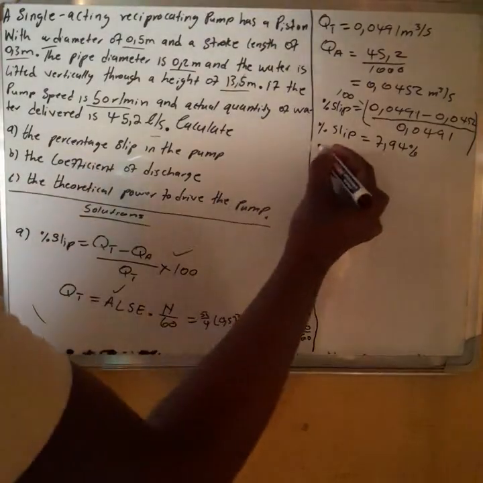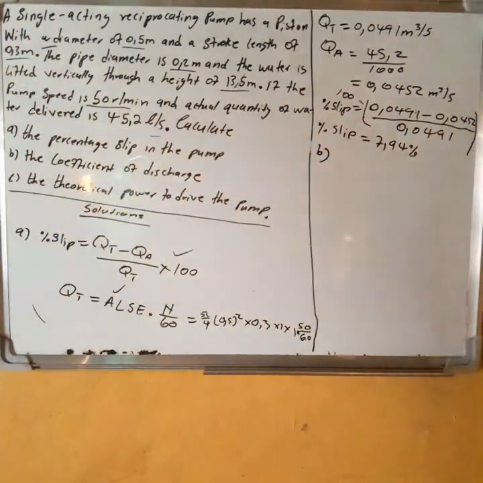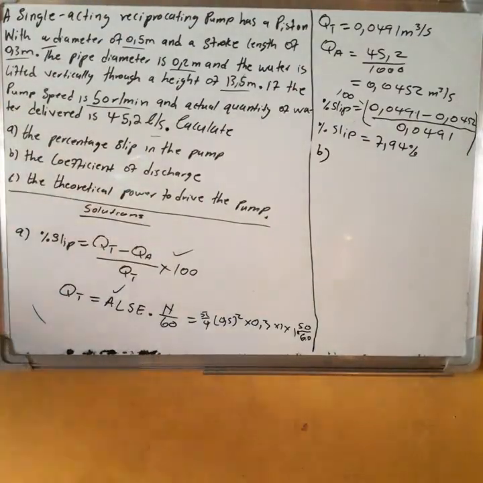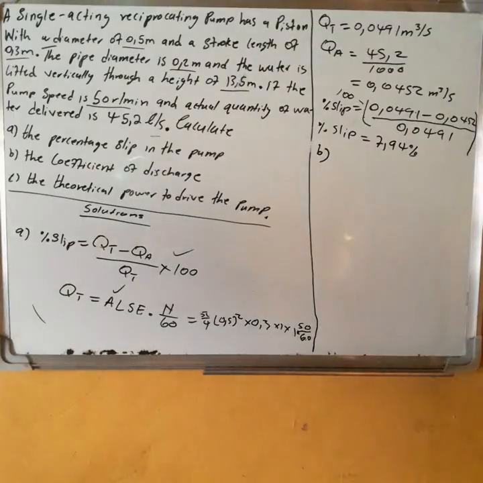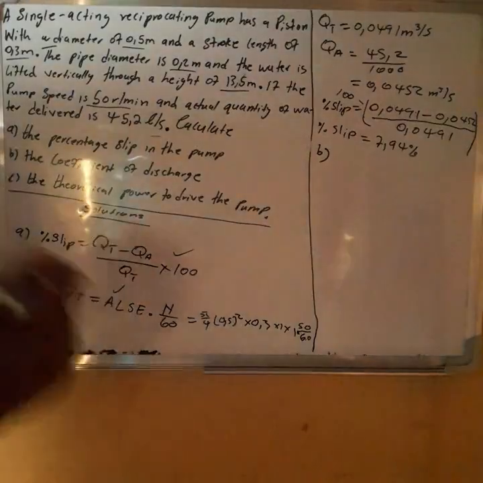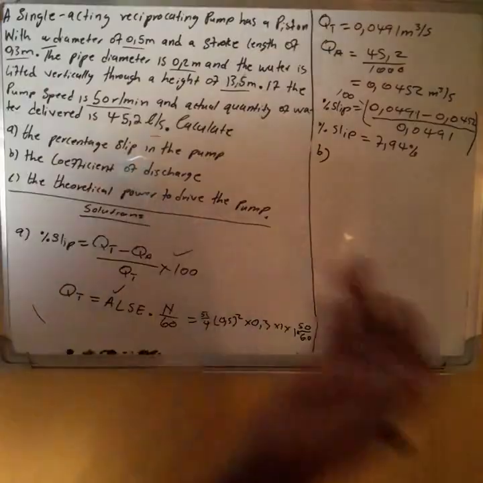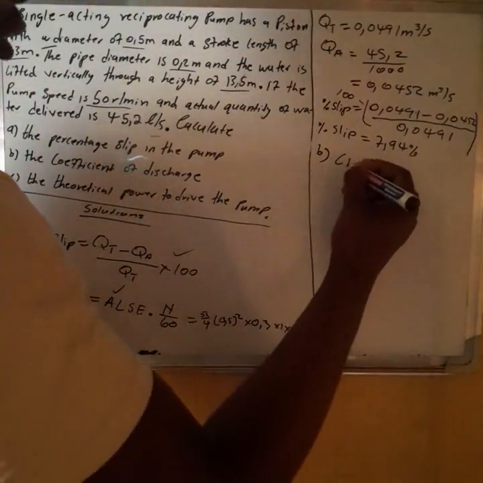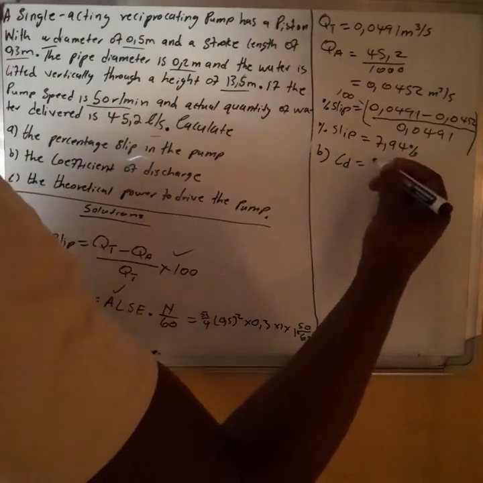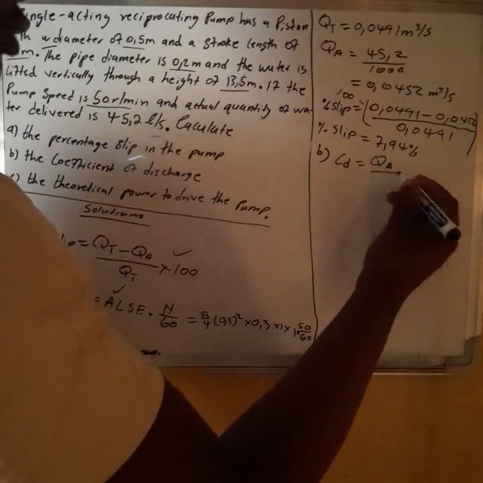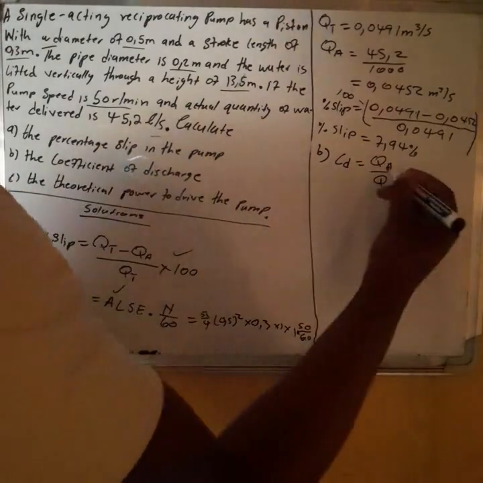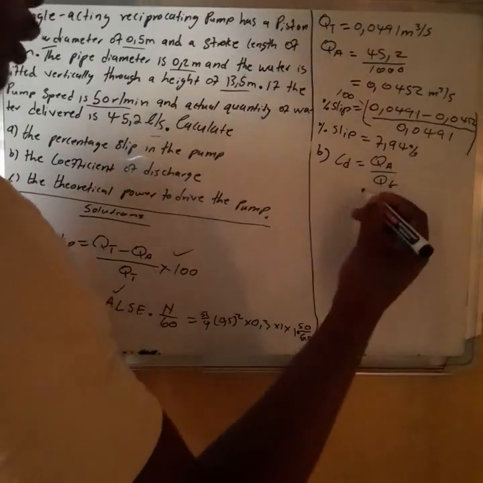Right. Let's check B. What does B say? B says we should calculate the coefficient of discharge. I hope you know the coefficient of discharge. This is from the orifice, the flow in an orifice. We have learned about this. The coefficient of discharge must be actual discharge over theoretical discharge.